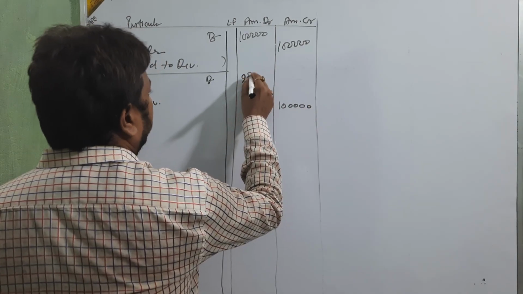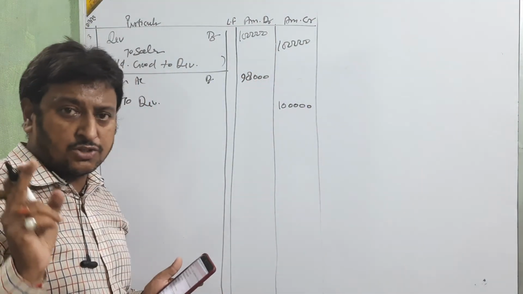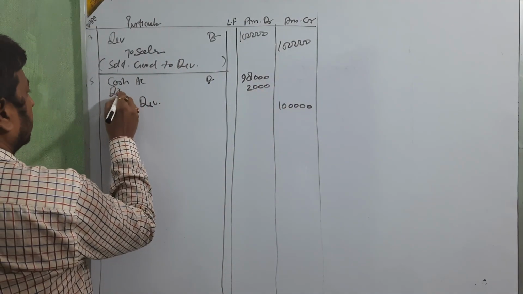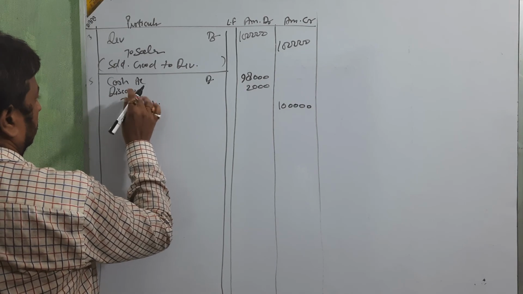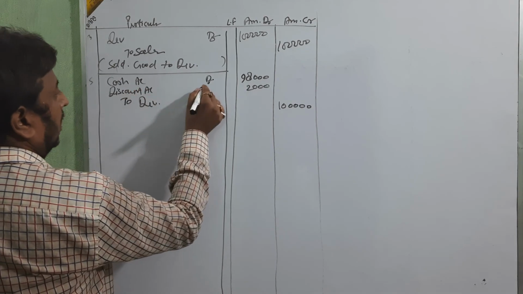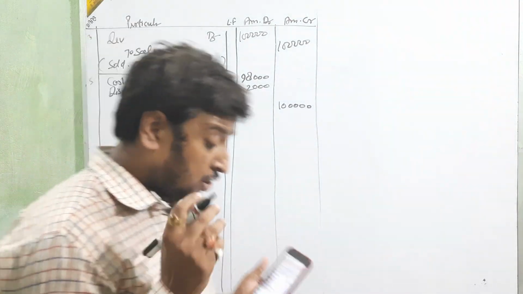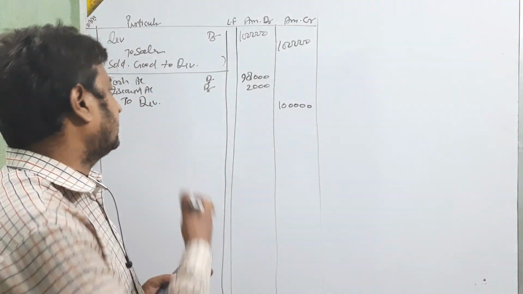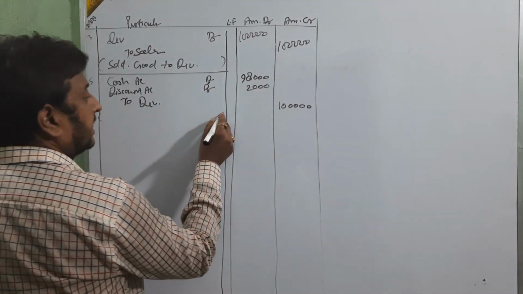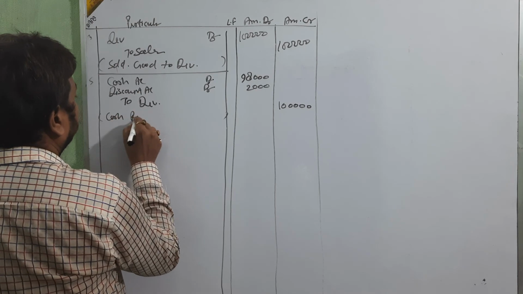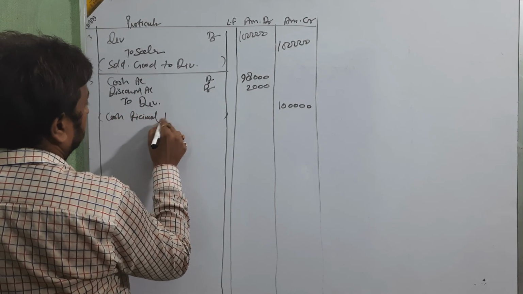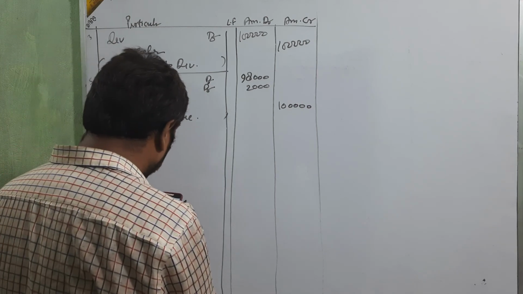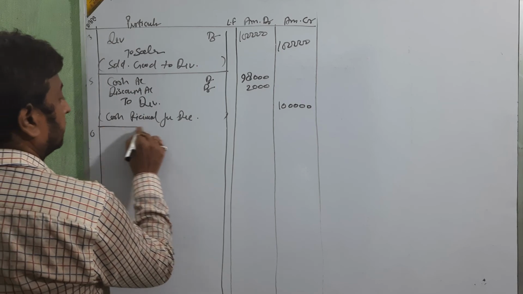But you are receiving only 98,000. It means 2,000 you are giving as discount. You are giving means debit. Discount account debit. Okay beta? Clear? You are giving means it's a debit, because it's an expense, and expense means debit. Now the entry is clear: cash received from Dev. Okay beta? Clear, 2,000.